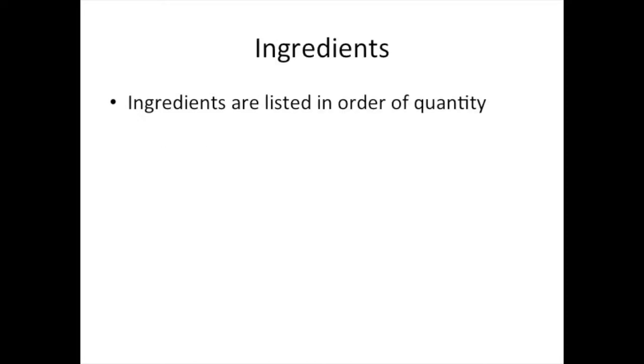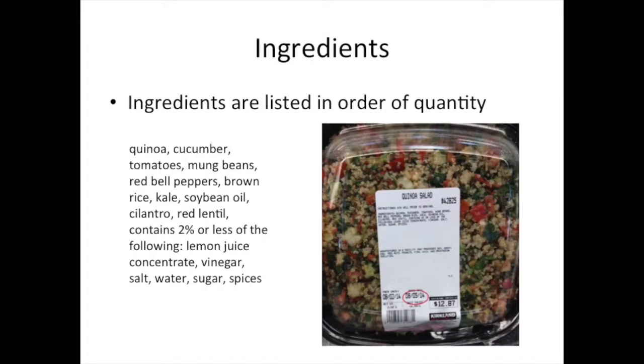Starting with the ingredients list, ingredients are listed in order of highest quantity by weight to lowest quantity by weight. So for an example, here are the ingredients listed on the Costco quinoa salad. The first ingredient is quinoa, which makes sense. The other ingredients are listed in decreasing quantities, and finally Costco listed those ingredients that are present at less than 2%. Notice they did not list individual spice names, they just say spices.